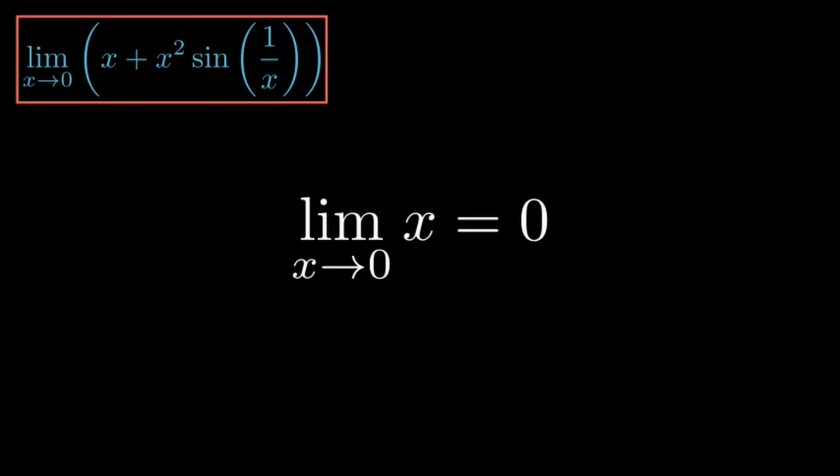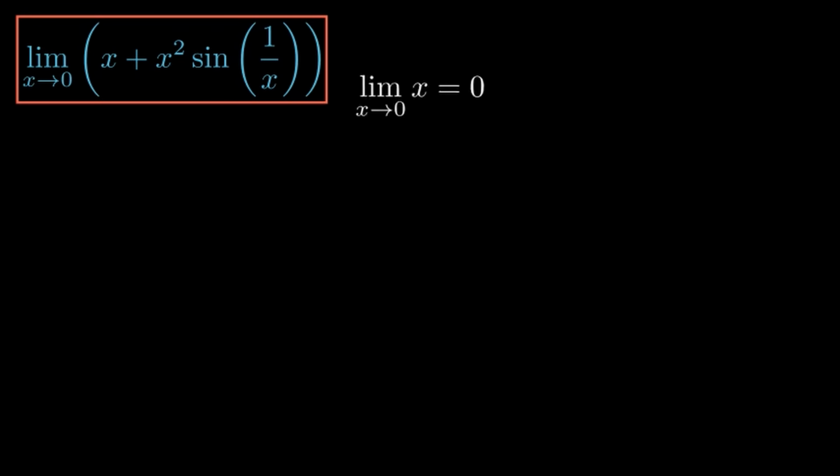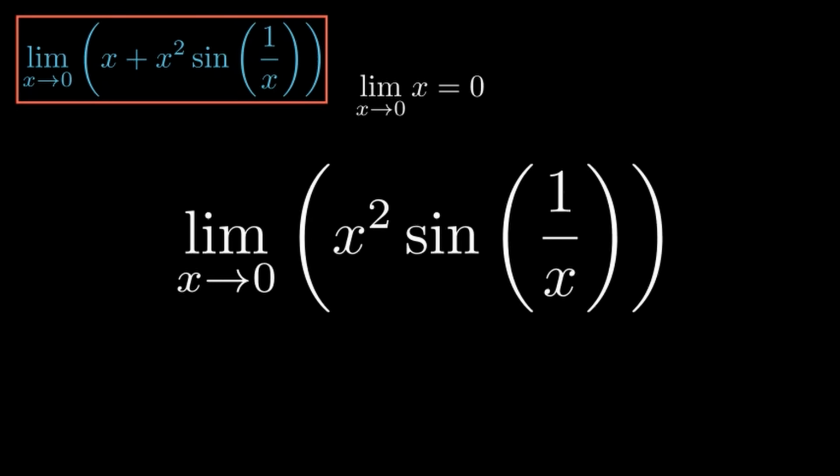So we have the limit as x goes to 0 of x. This is clearly just equal to 0, right? So we have the limit as x goes to 0 of x squared multiplied by sine of 1 over x. Now you might be tempted to distribute the limit as x goes to 0 to x squared and sine of 1 over x, but we can't actually do that. And the reason is because the limit as x goes to 0 of sine of 1 over x doesn't exist. And this unfortunately prevents us from separating the limit of a product.